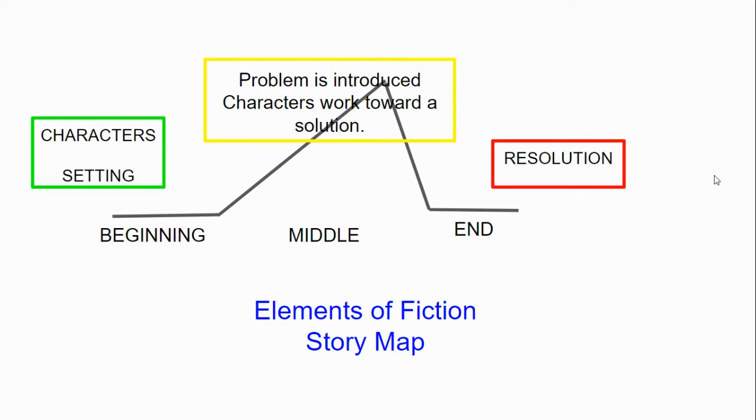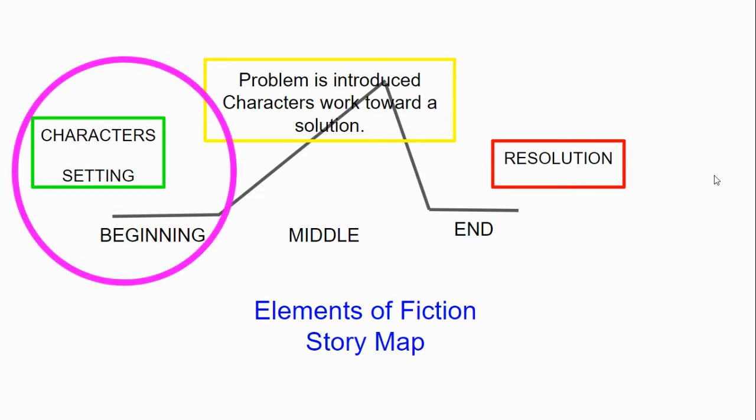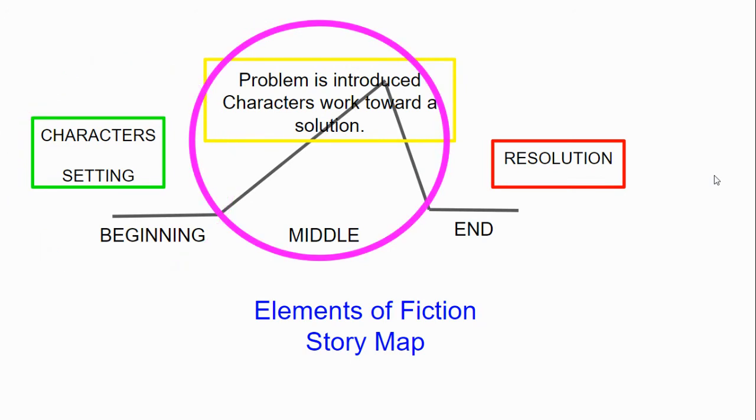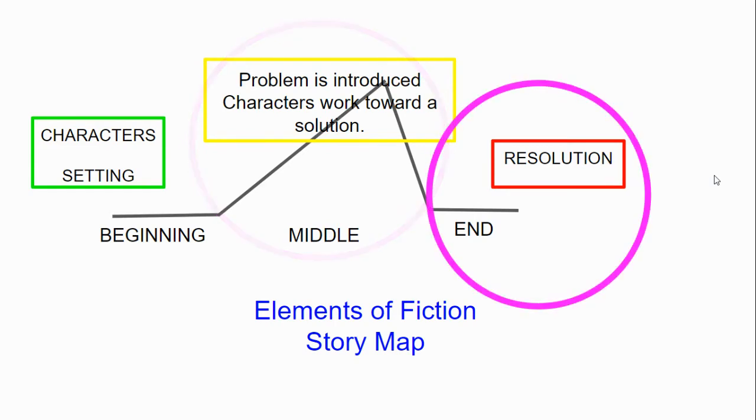Stories have a beginning, a middle, and an ending. The writer tells you about the characters and the setting in the beginning and sets up a problem. In the middle, the characters deal with the problem and work toward a solution. In the ending, the problem is resolved one way or another and the story finishes.